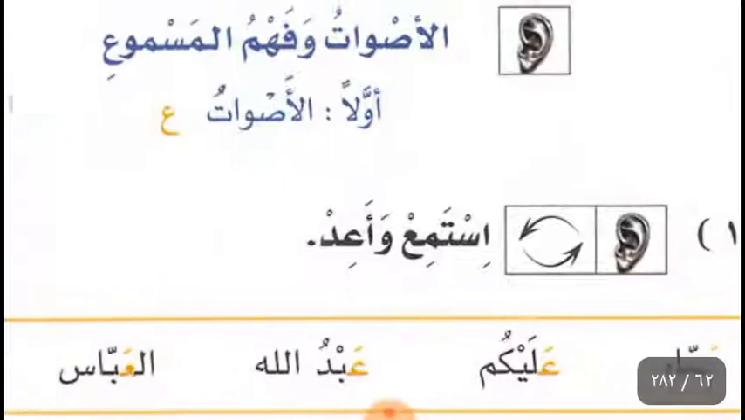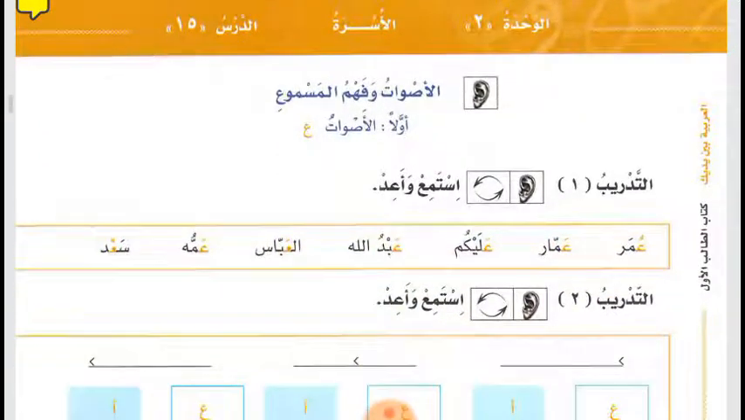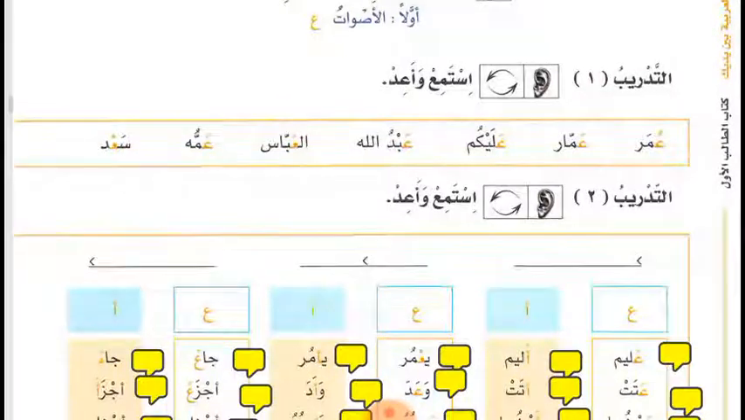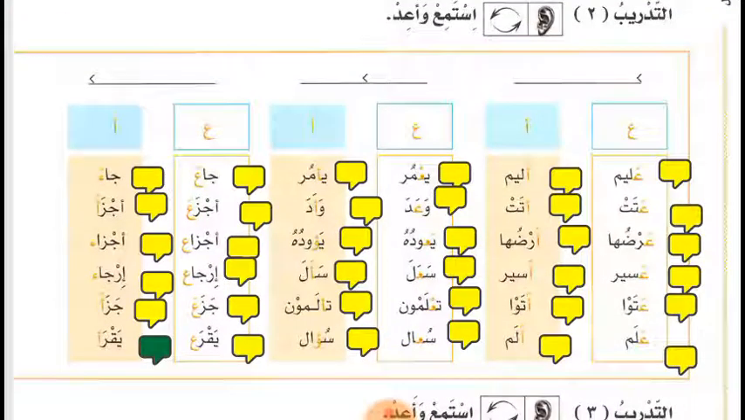Okay. On the next page we have Al-Aswat wa Afham al-Masmu, voices and understanding of what you listen. First you will study the pronunciation of Ain. So read these words. Umar, Ammar, Abdullah, Al-Abbas, Amm, Saeed, Saad. So the Ain is, I always confuse your name, Saad. Yes, this is Saad. So Ain is pronounced from the middle of the neck. Ain is always pronounced from the middle of the neck.